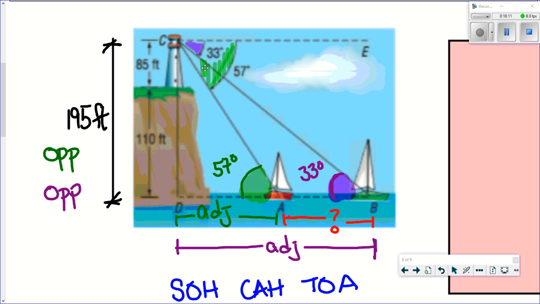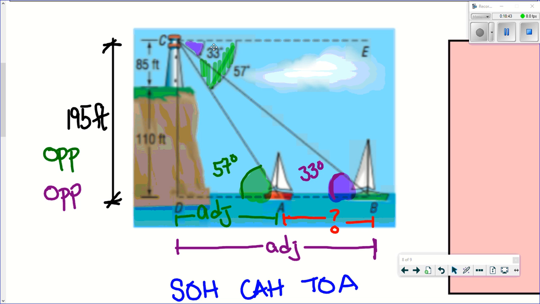Now, the green angle, the angle of depression, 57. This angle represents Olivia looking at boat A. So we know that the angle of depression is equal to the angle of elevation, and that's why the angle that I have over here, the angle of elevation closest to A, is 57. And I label this as adjacent because it's the side that is closest to the angle. And of course, this is the opposite side of that angle.